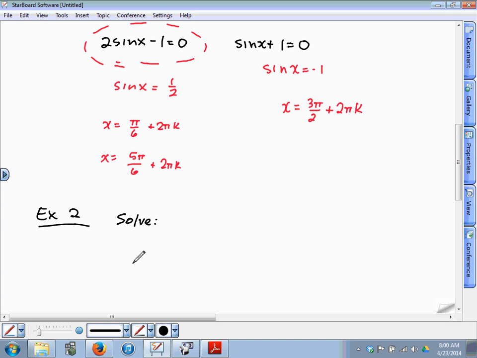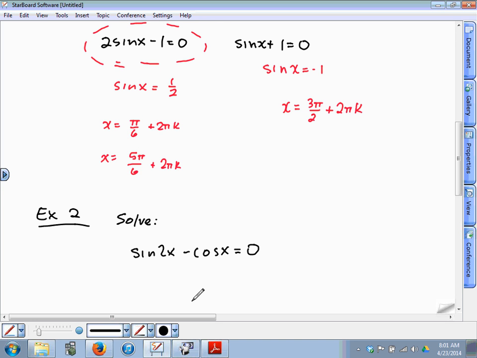Example 2. I think this one will be more apparent which identity we're going to have to use. It's sine 2x minus cosine x equals 0. Remember, we're facing a similar problem to the one above. It's not easy to solve a trig equation if there are two different types of trig functions on there, unless we can factor. This is going to be a different type of factoring.